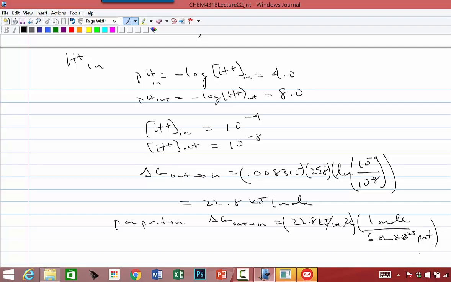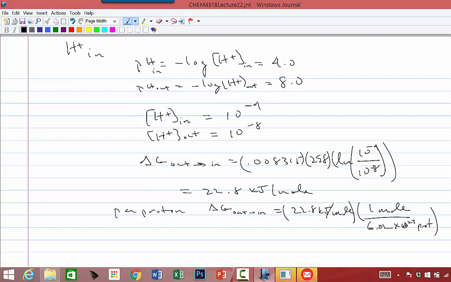Oh, did I do that calculation? Hold on here. Okay, that's what it is. I'm not sure why I don't have that here. You can figure that out. Okay, next I need to figure out what is the energy associated with this. I'm sorry, what is the lambda value associated with this?